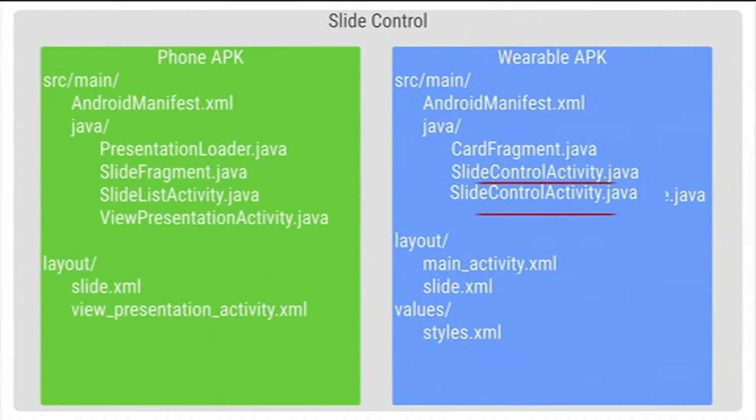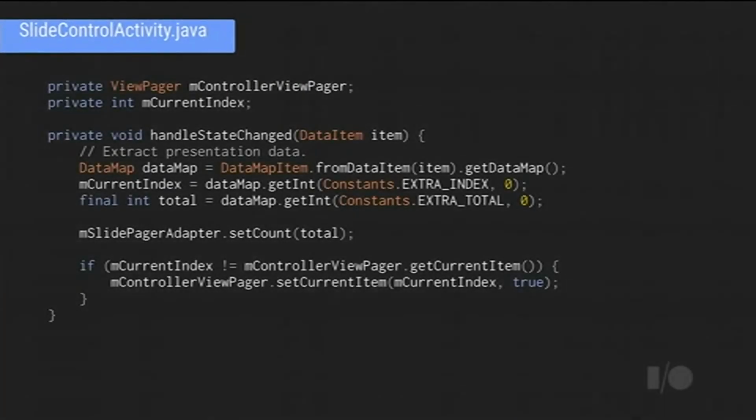So let's take a look over here in slide control activity. And we've set this up very much like the presentation listener service. So we've got our handle state change method here.